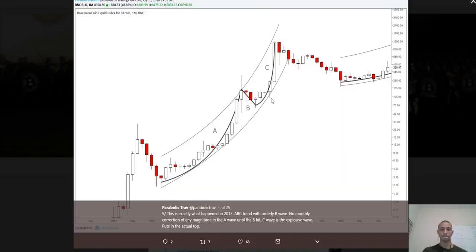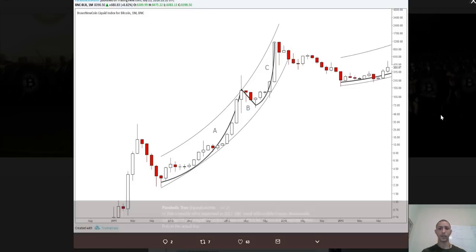So we take a look here, and this is 2013. We can see we have the A wave, it's a parabolic move, and that would be comparable to Bitcoin reaching 20k in the current situation. Then we have this corrective phase and shorter term B wave, and then we have the C wave where the price goes absolutely ballistic. Truly parabolic.